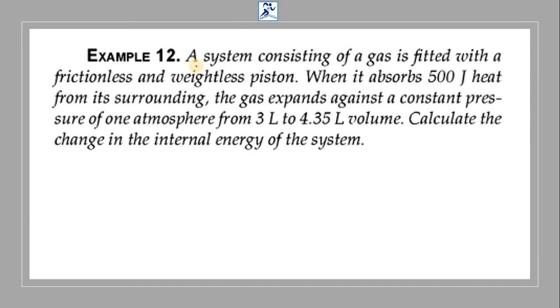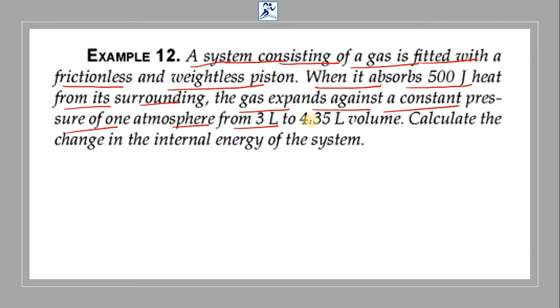Next question we'll see. A system consisting of a gas is fitted with a frictionless and weightless piston. When it absorbs 500 joules of heat from its surroundings, the gas expands against a constant pressure of 1 atmosphere from 3 liters to 4.5 liters. Calculate the change in the internal energy of the system.